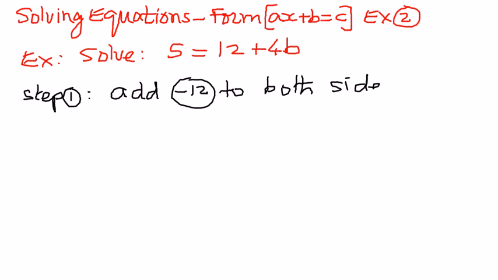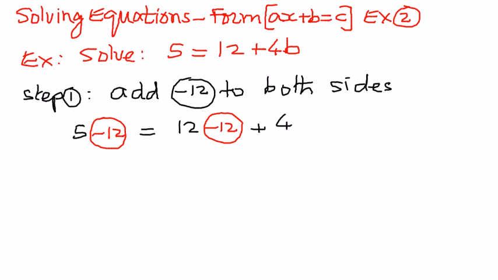Negative 12 to both sides. And how do we write that? 5 minus 12, that is what we've introduced here, is equal to 12 minus 12, like that, plus 4b. And if you look at the right hand side now, the positive 12 and negative 12 cancels out, leaving us with 4b on the right hand side.